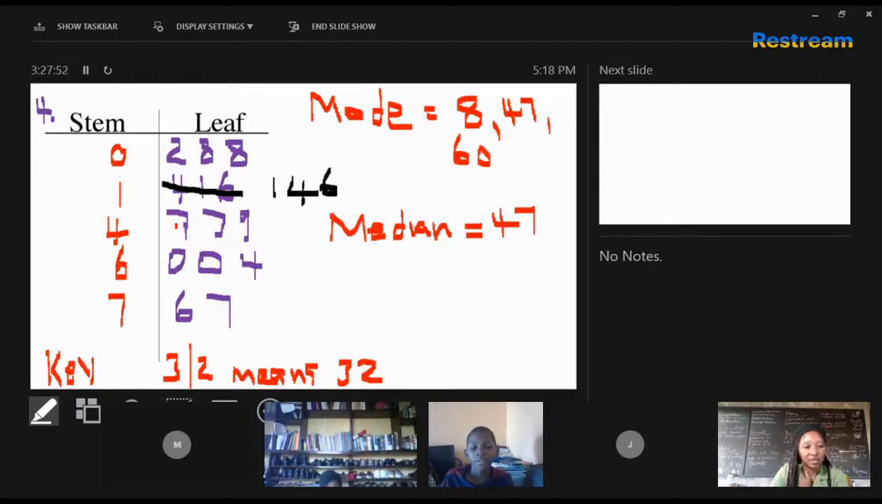You don't have to do 47 plus 47 divided by 2, because they're the same. You're going to get back 47 because the numbers are the same. So if you add them and divide by 2, you'll get back the same thing. So the median is 47.